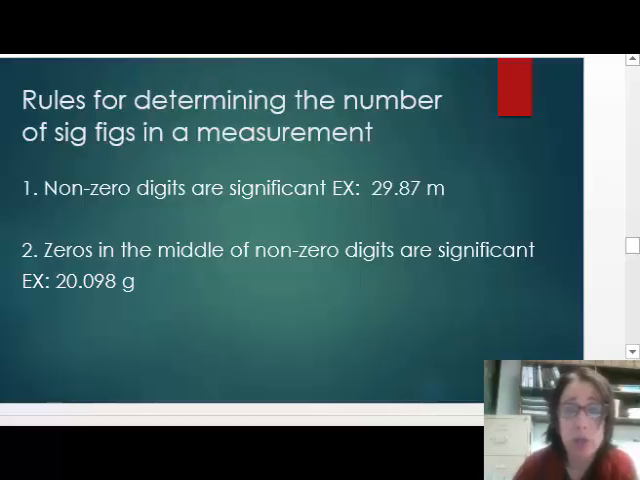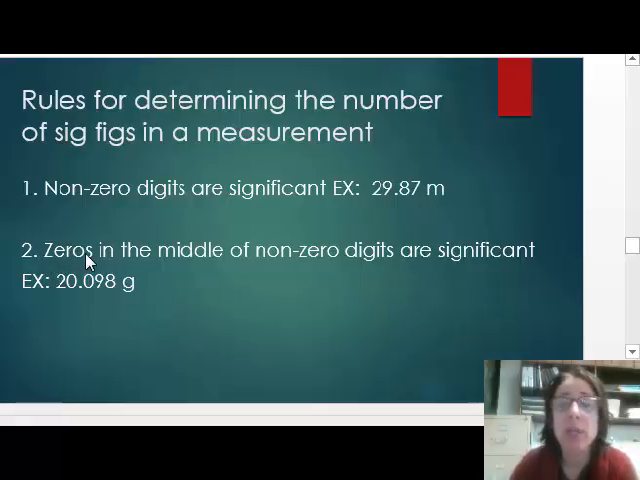You will be required to determine the number of significant figures in a measurement. Let's look at the rules. You may write these rules on your note card. First, all non-zero digits in a measurement are considered significant. Consider the measurement 29.87, or 29 87/100 meters, which has 4 significant figures. The estimated digit is 7.